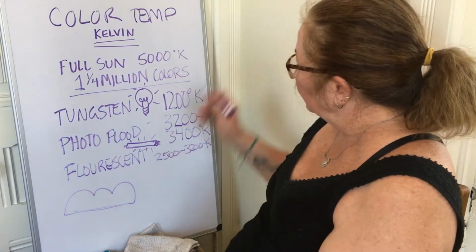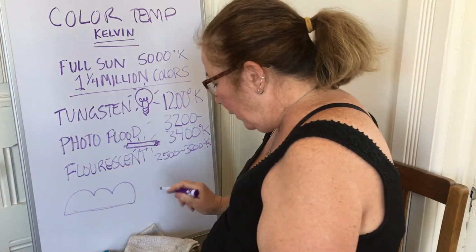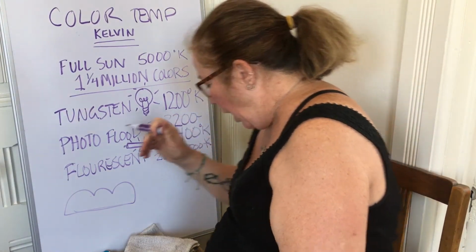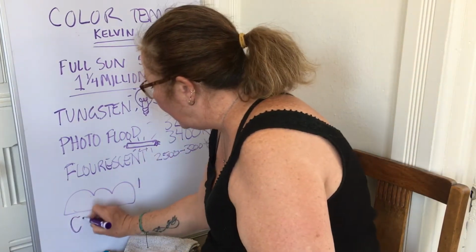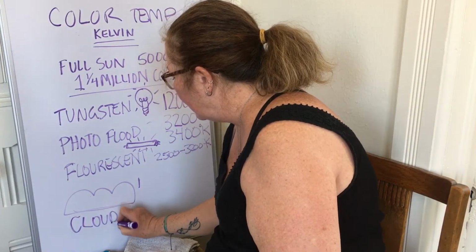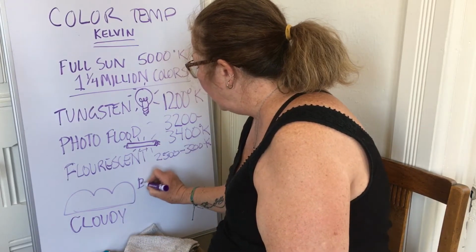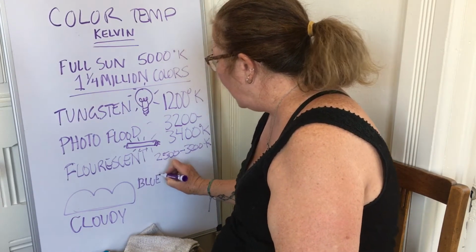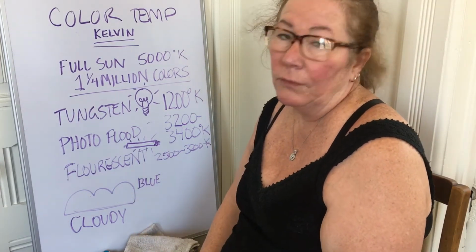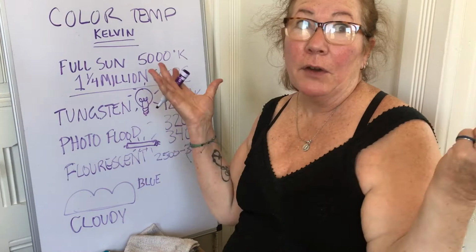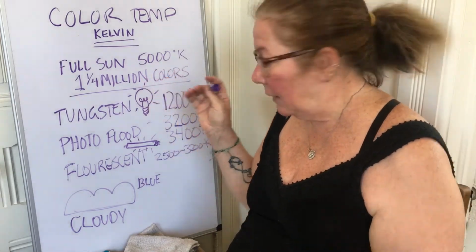Okay, so cloudy days, we tend to get a lot more blue light on a cloudy day. So if it's cloudy, we get a lot more blue light. Remember, we talked about how the blue light, the ultraviolet light bounces around in our atmosphere and makes our sky look blue to us when we look up.